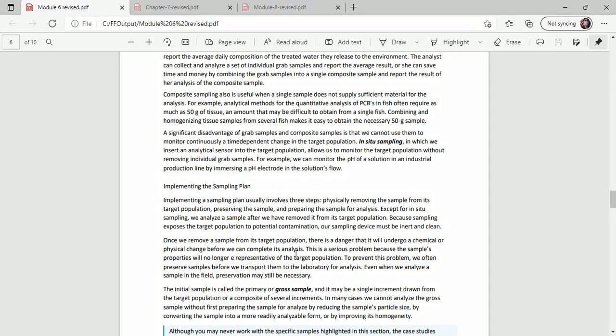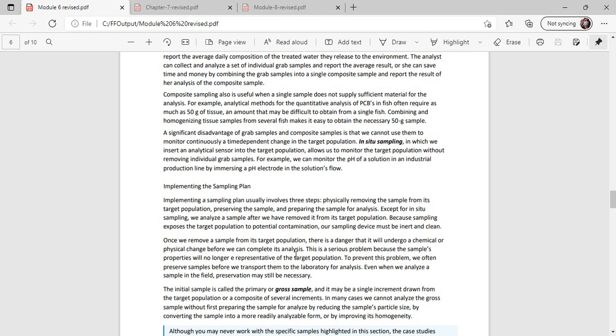Okay, implementing your sampling plan. So, this is the third part. Implementing a sampling plan usually involves three steps. You're physically removing the sample from its target population, and also preserving the sample and preparing the sample for your analysis.